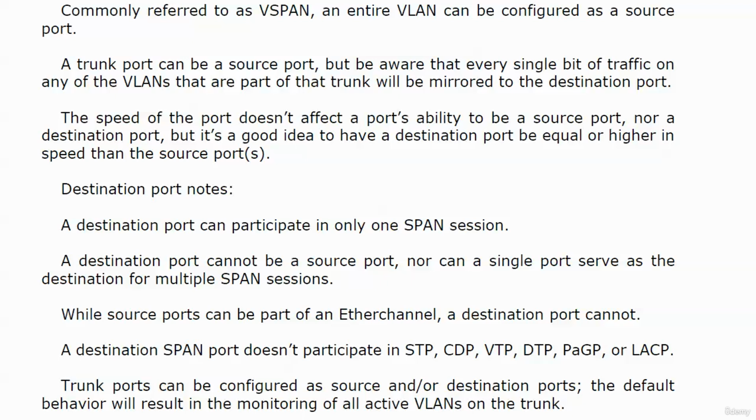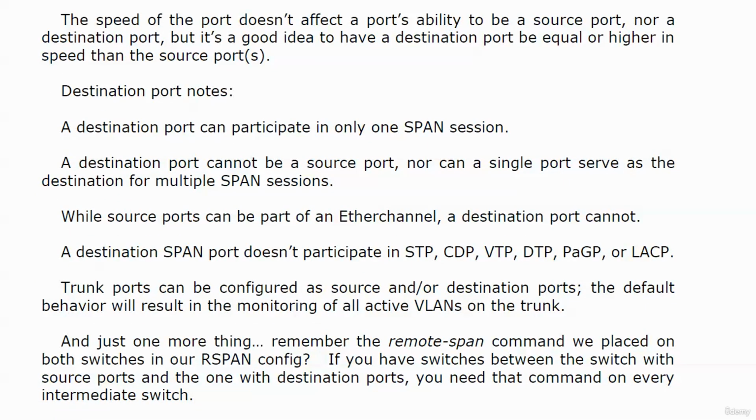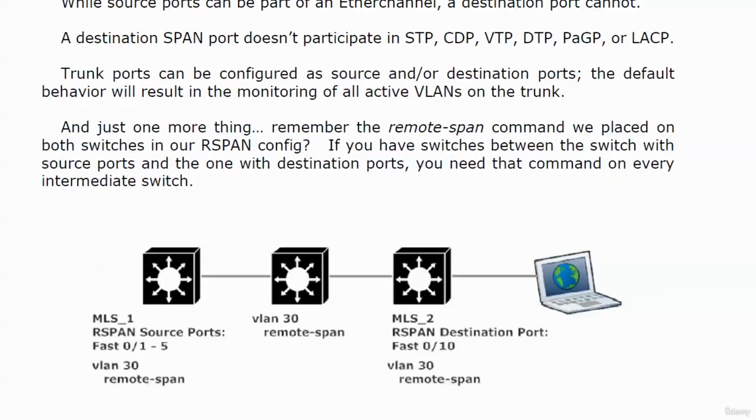One more thing before we move on. Remember that remote SPAN command? Of course you do. I mentioned that you need to have it on both switches in the config that we did here. Well, I want to illustrate something I didn't mention. If you have switches between the switch with source ports and the one with the destination ports, you need that command on every single intermediate switch. You've got to name VLAN 30 as the remote SPAN VLAN on every switch that's between the one with your source ports and the one with your destination ports.